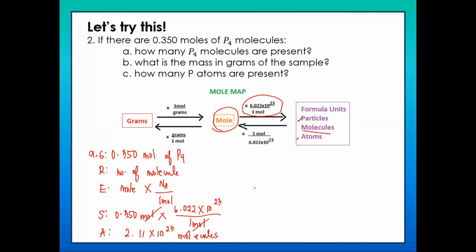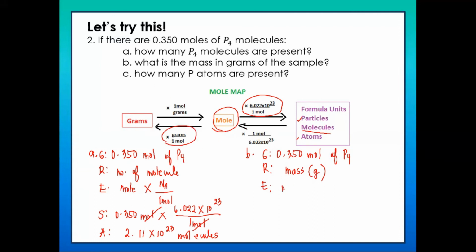Now, for letter B, let's see. What is the mass in grams of the sample? Still same given. 0.350 mole of your P sub 4 molecule. And we are asked to compute for the mass, which is in grams. And our equation, if given natin ang mole, ang direction natin is pa grams. So, we're using this as our dimensional analysis.